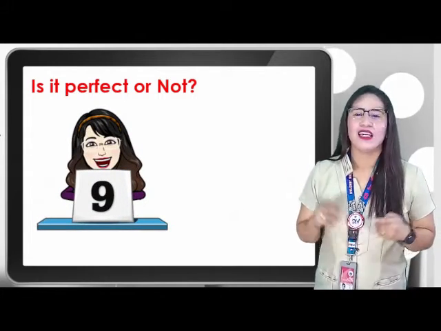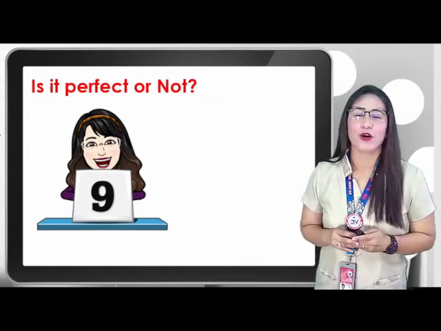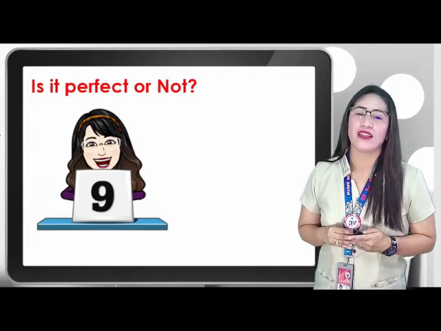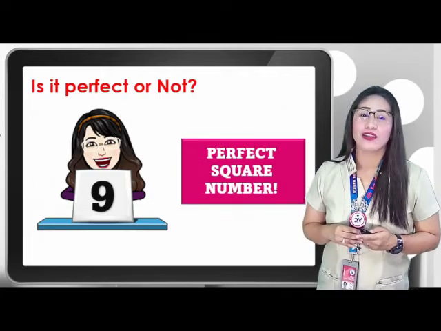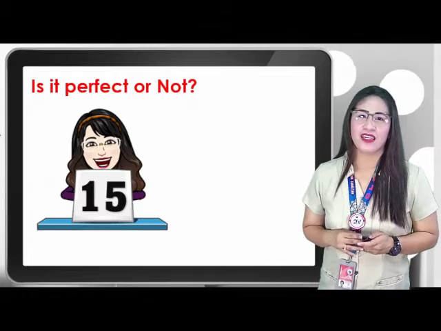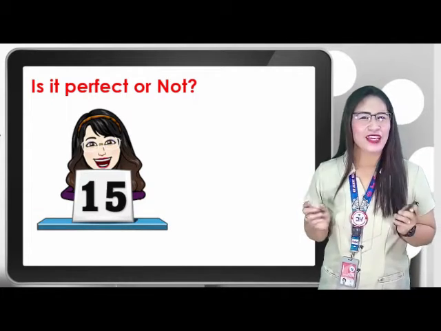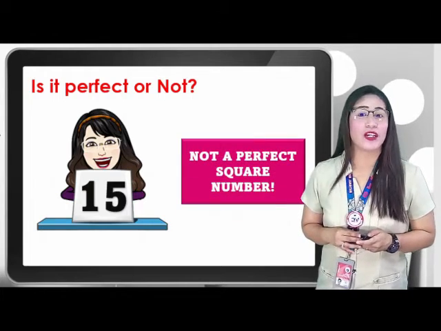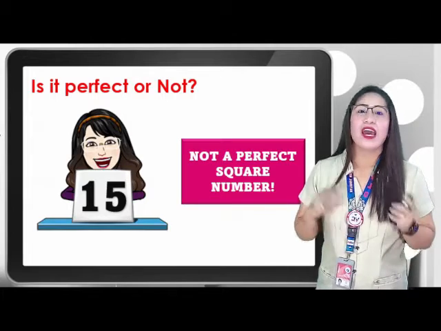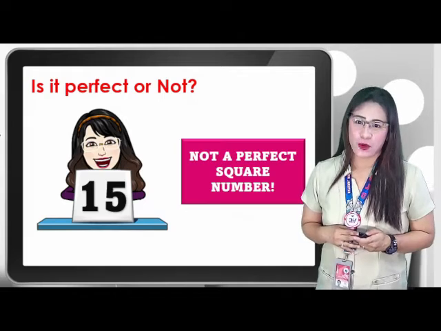Let's have this one. Number 9. Is it a perfect square or not? Yes, it is a perfect square number because we can factor it out as two identical numbers which are 3 times 3. Number 15. Is it a perfect square or not? Very good. It is not a perfect square number because the factors of 15 are 3 and 5, and 15 times 1, which are not identical numbers.